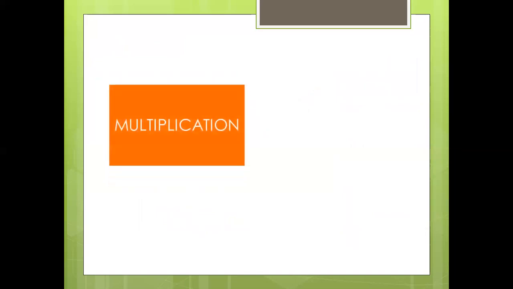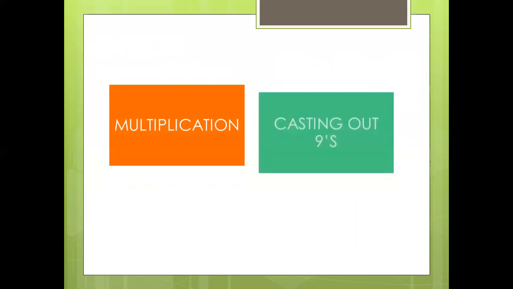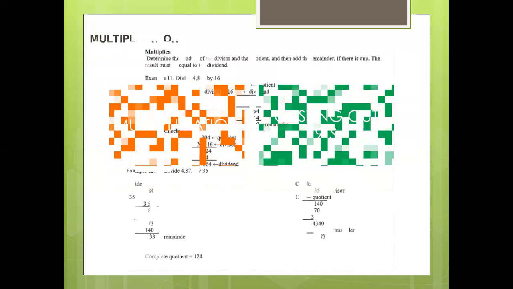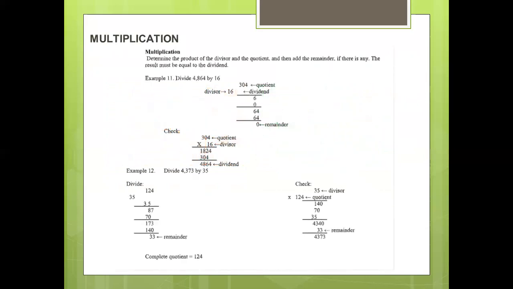So for division, we have 2 methods of checking the answer. We have multiplication and casting out nines again. So for multiplication, we should determine the product of the divisor and the quotient and then add the remainder if there is any. The result must be equal to the dividend.